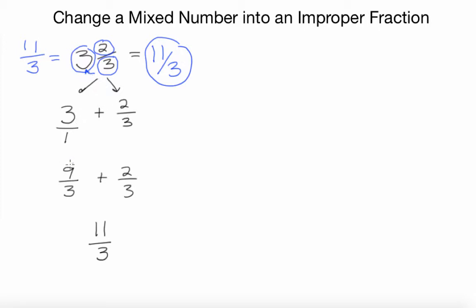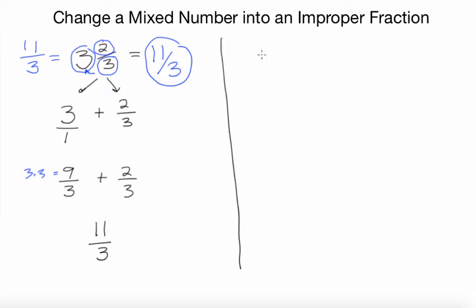But again, that's just what we did here, right? 3 times 3, that's how we got this 9 right here. And then we added the 2. So this was all the math that we're doing, essentially getting two fractions with the same denominator. But we like to do things efficiently. So if you can get that denominator times the whole number plus the numerator, that's the shorthand version of all this math.